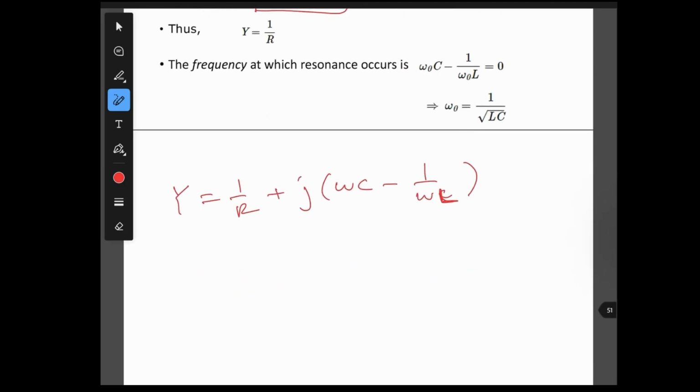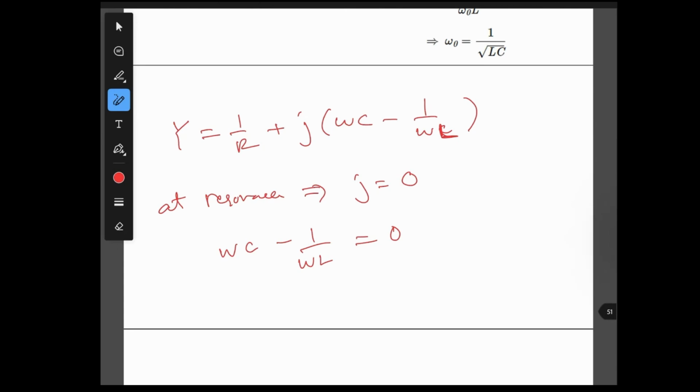So for resonance, it means that the j part is equal to 0. At resonance, there is no imaginary part. At resonance, j equals 0. So we can say that omega C minus 1 over omega L equal to 0. So omega C is equal to 1 over omega L.